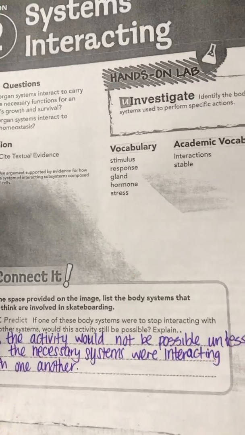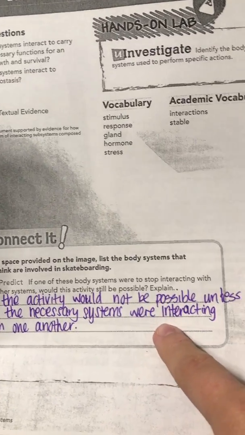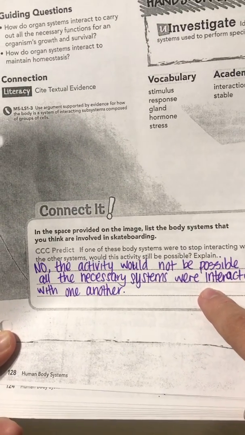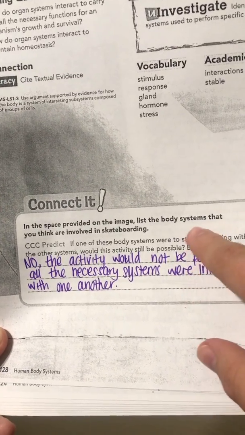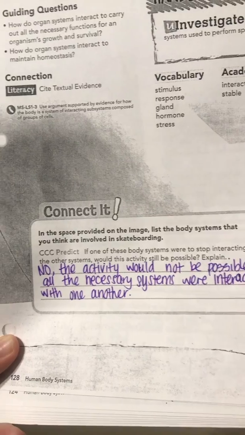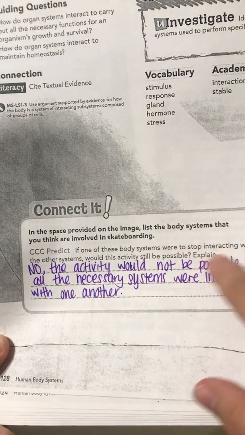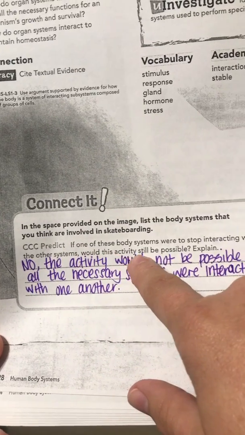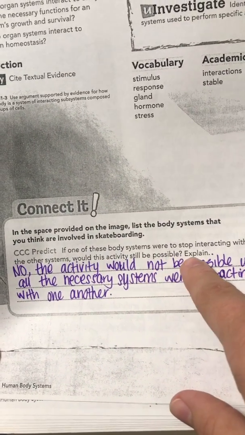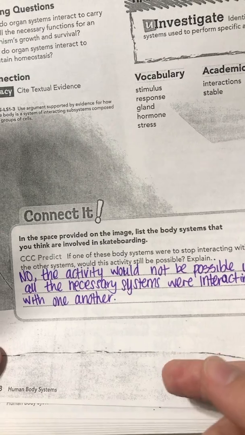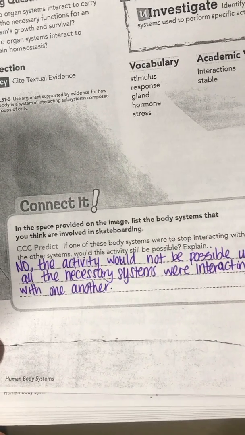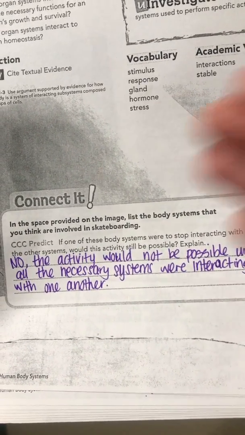Okay, for page 128, so now it's moving into lesson 2. So it was asking at the bottom of that page, in the space below, actually for this part, you needed to do it on the next page. But for this part right here, it says, if one body system were to stop interacting with the other systems, would you be able to do this activity? Explain.